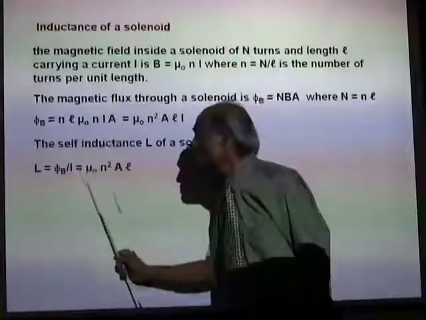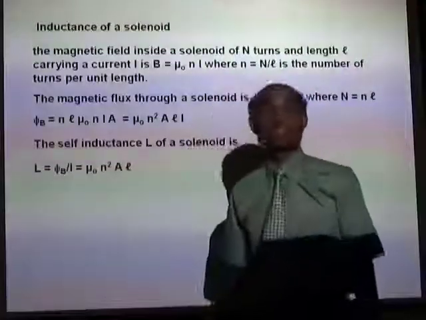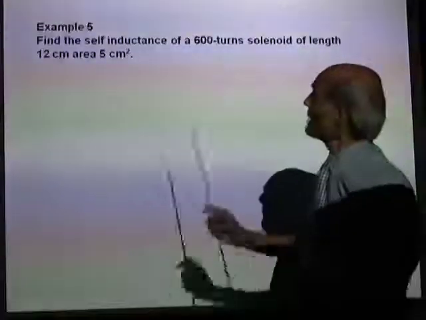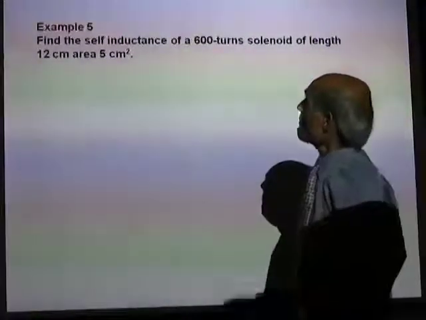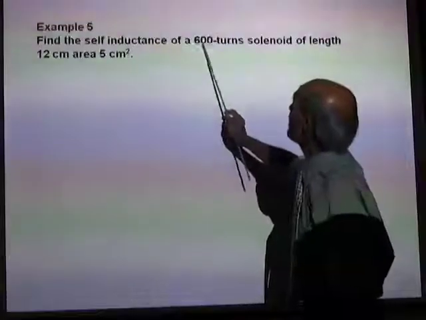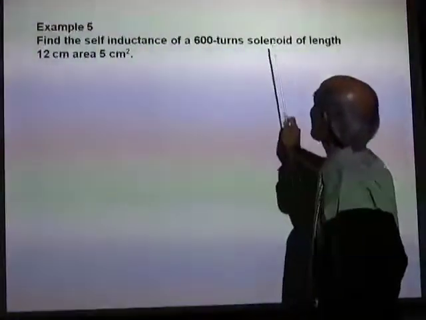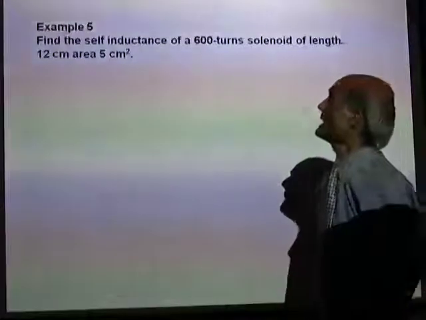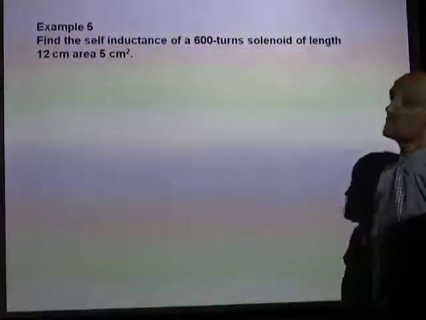And this is the expression that gives you the self-inductance of a solenoid. An example. Find the self-inductance of a 600 turn solenoid of length 12 centimeter and area 5 centimeter square.